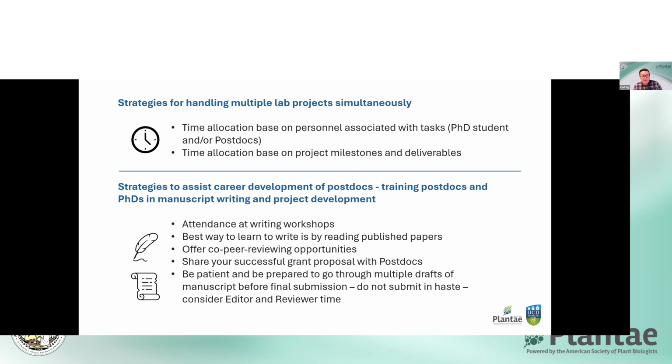This could be PhD students, postdocs. The PhD students will require you to devote a bit more time than a postdoc. Postdocs tend to be more independent because they would have had the experience of doing the PhD. And the time allocation then should really be based on the project milestones and deliverables. So, you should really be very clear with the team members on what the milestones are, and what the deliverables and the timeline for those are. And once you have that quite clear, then you can be quite good at managing different projects in the lab.